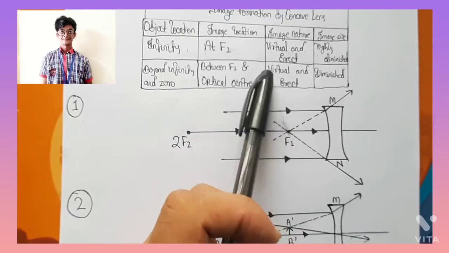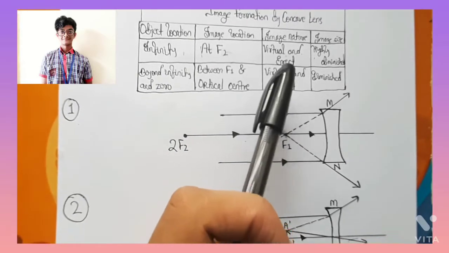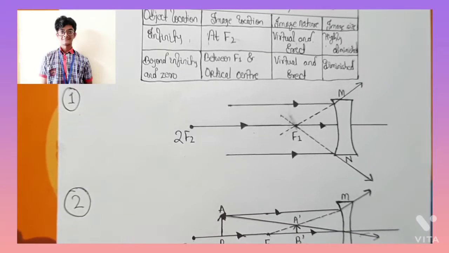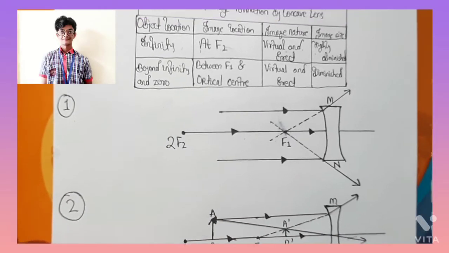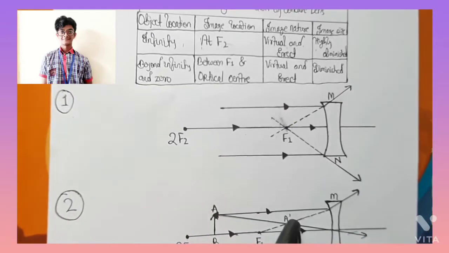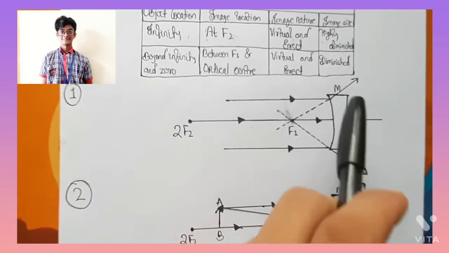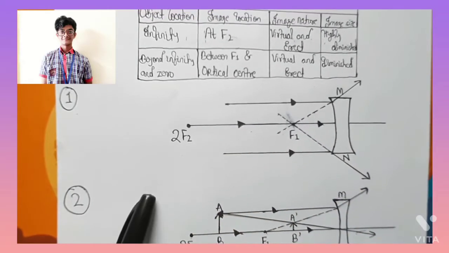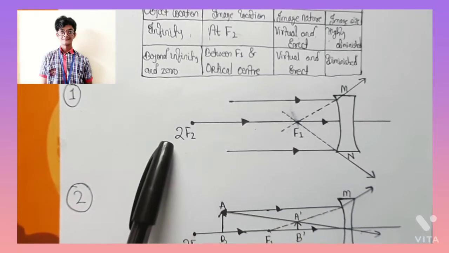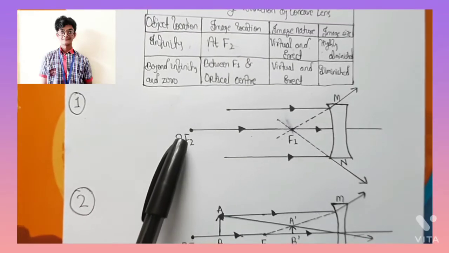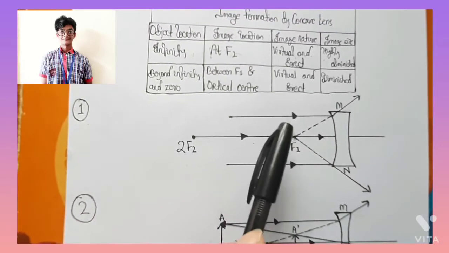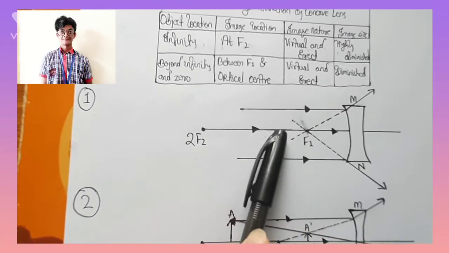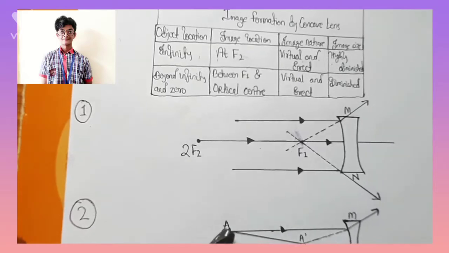So the image nature we can write as virtual and erect, and the size of the image is much smaller than that of the object. So the image size will be highly diminished. So we could write image size as highly diminished. Here at F2, where the image location is, the object is placed at infinity, and here at the focus the image will be formed.